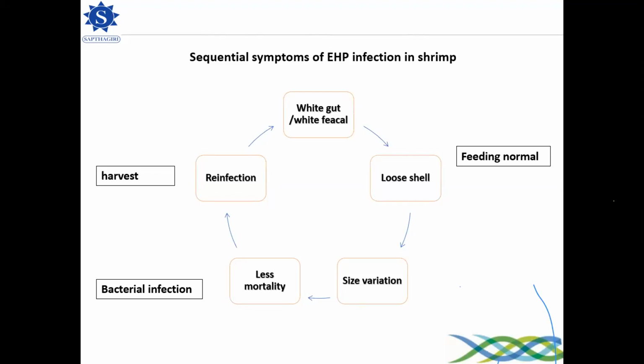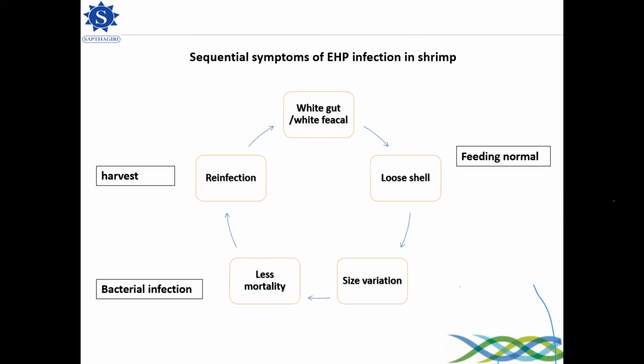And the cycle continues every 35 to 40 days. Due to the secondary damage, the mortality rate will be 5 to 20% or even more, depending on the pond condition.